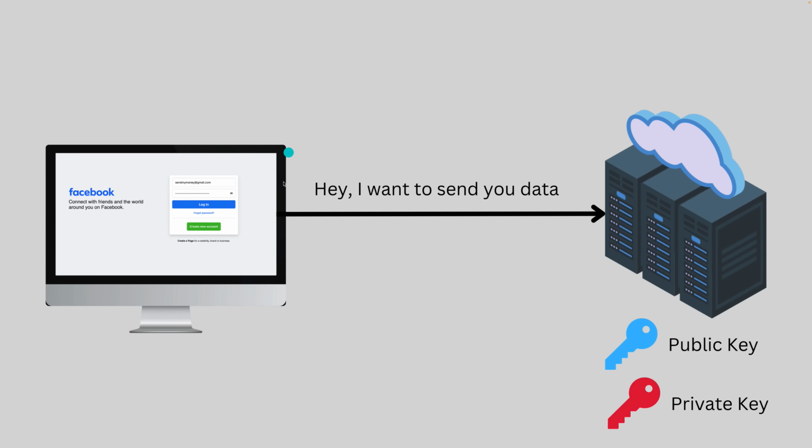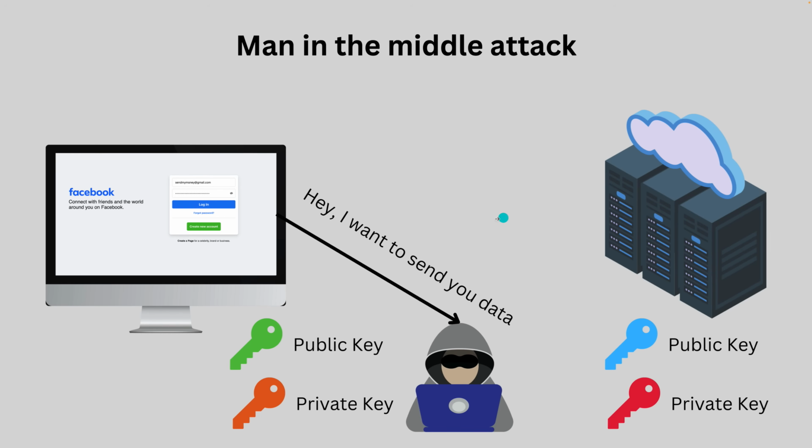To do that, let's just go through this scenario again. I have some data I want to send to this server, so what do I do? I first tell the server, hey, I want to send you some data. Now, me being the malicious person that I am, instead of listening in, I can intercept this request. So instead of sending it to the server, you send it to me. And over the public network, this is 100% possible. This is known as a man-in-the-middle attack.